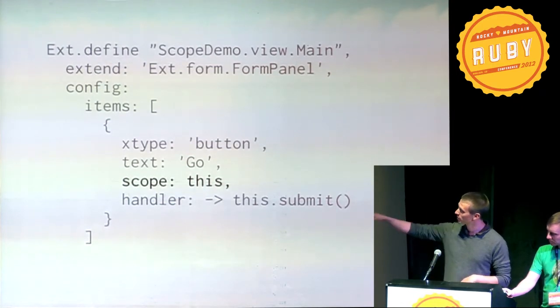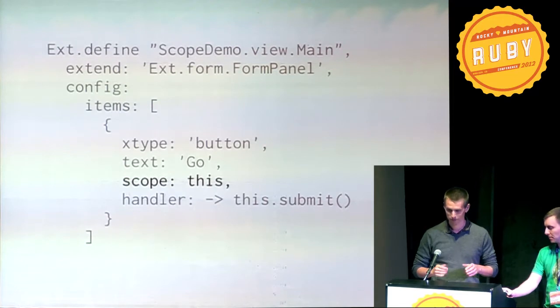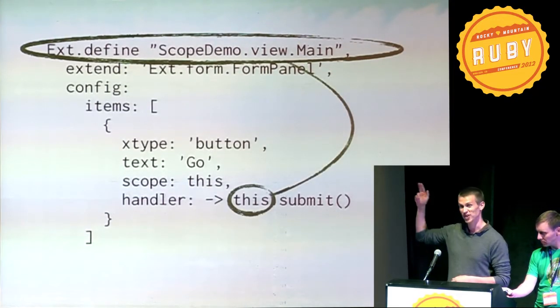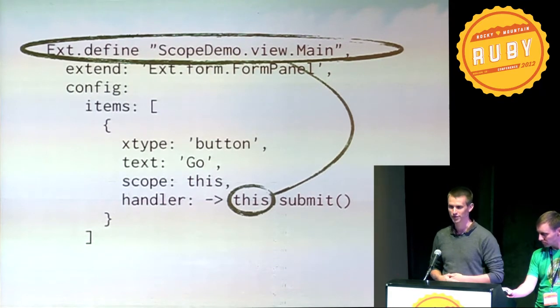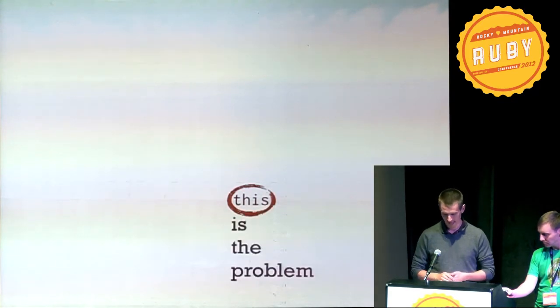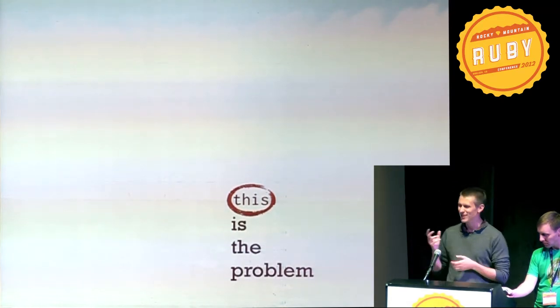Actually, this being CoffeeScript, you could also use a fat arrow instead of a dashy arrow, and that would fix it too. That makes this refer to the thing that I originally thought this referred to when I was writing this code. This is the problem. Well, in this case, this isn't really a problem.